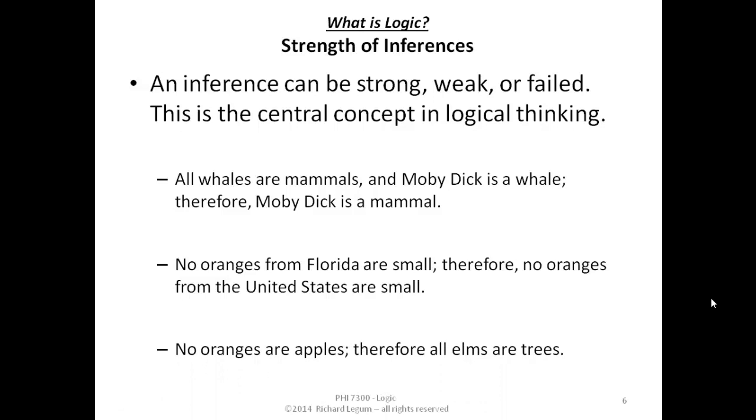Now let's consider a third example. No oranges are apples, therefore all elms are trees. Now remember, we don't care whether these claims, these beliefs, are true. We're talking about the inference, the relationship between the two. Well, what's the relationship between no oranges are apples and all elms are trees? There's no relationship. They're not connected at all.